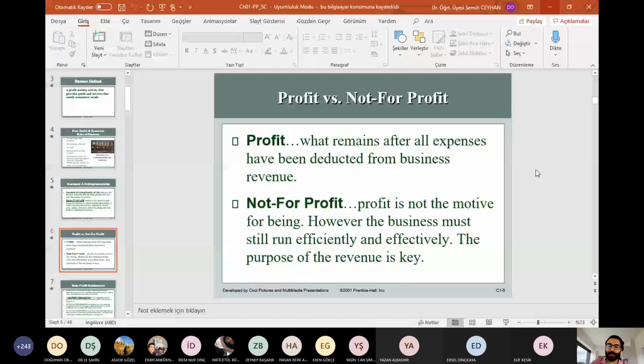Generally there is a misunderstanding. For example, there are some foundations that we call vakıf, dernek, these kinds of things, or some non-profit organizations. They actually again need to make profits to continue their operations, right? But their main motive is not making profits.